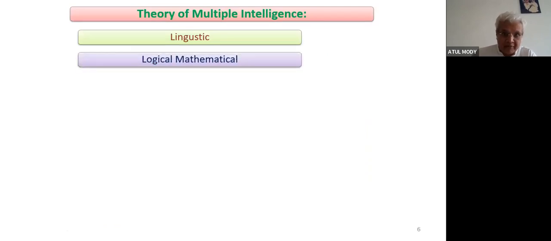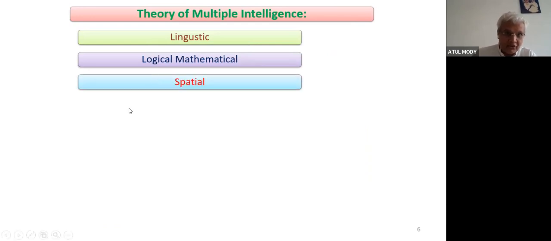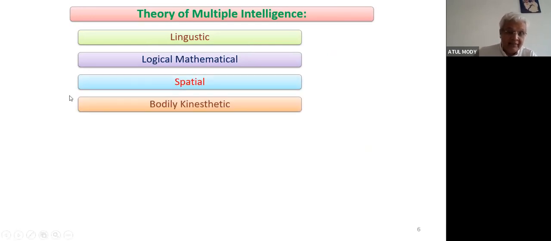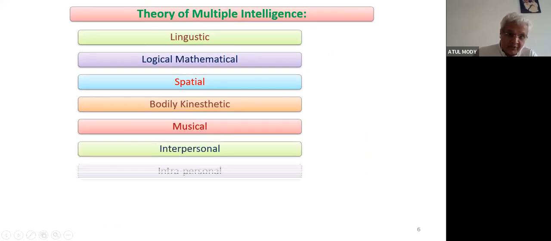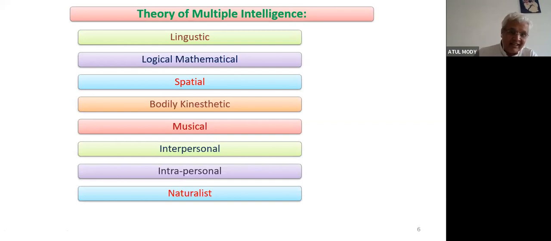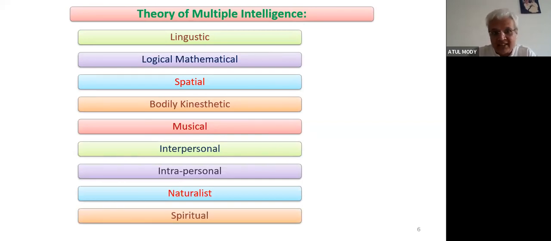Now you have multiple intelligences as put by, what's the name. Anyway, so that starts with linguistic, then logical-mathematical, spatio-visual. It should be spatial, not just spatial, spatio-visual, bodily-kinesthetic, musical, interpersonal, intrapersonal, naturalist, and the last one now which is added is spiritual. Okay.